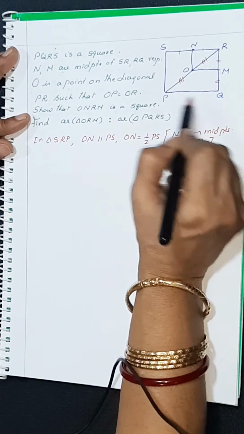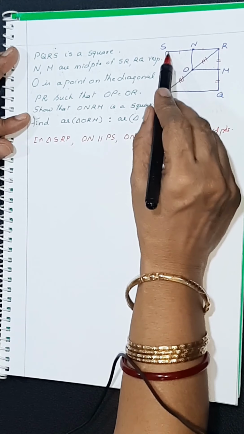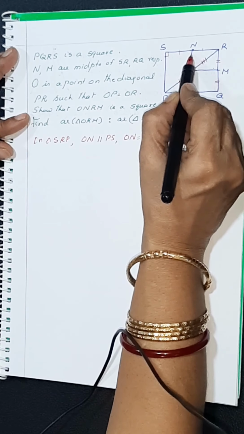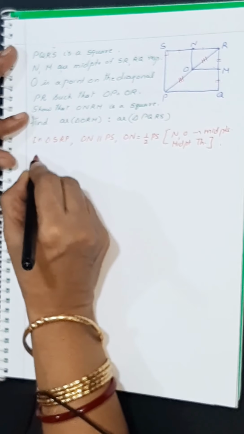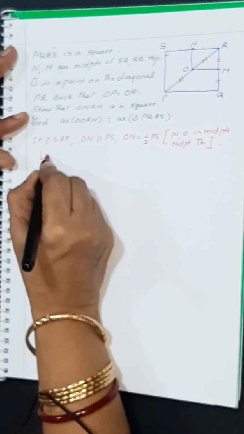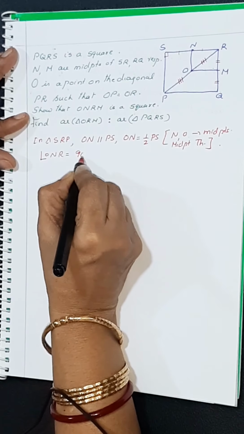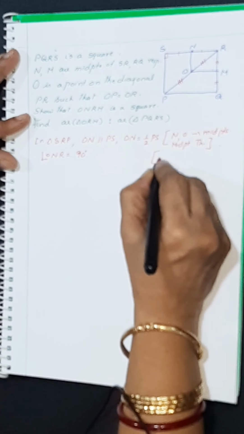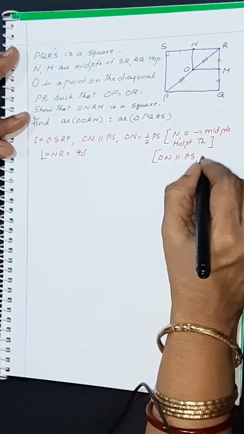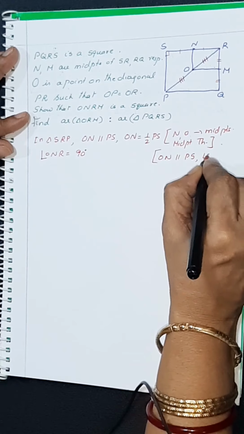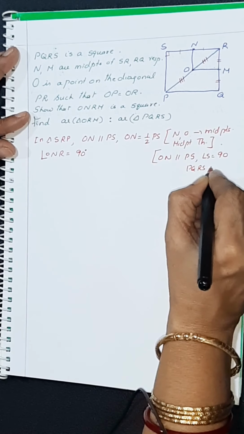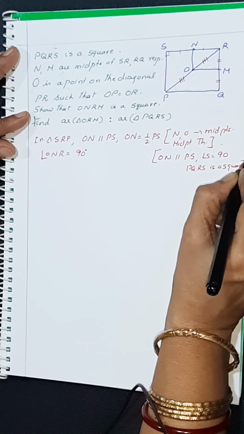Now PQRS is a square, so all angles are 90, and therefore this angle is also going to be 90. So angle ONR is equal to 90. The reason is ON is parallel to PS and angle S is equal to 90, as PQRS is a square. These are all data given.